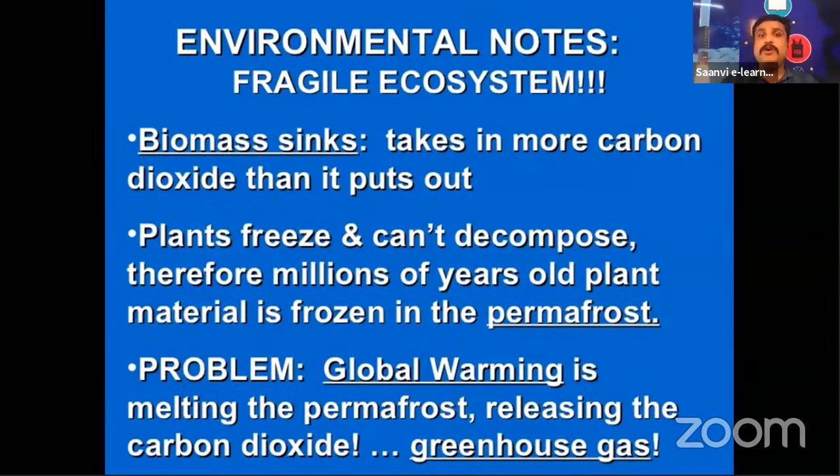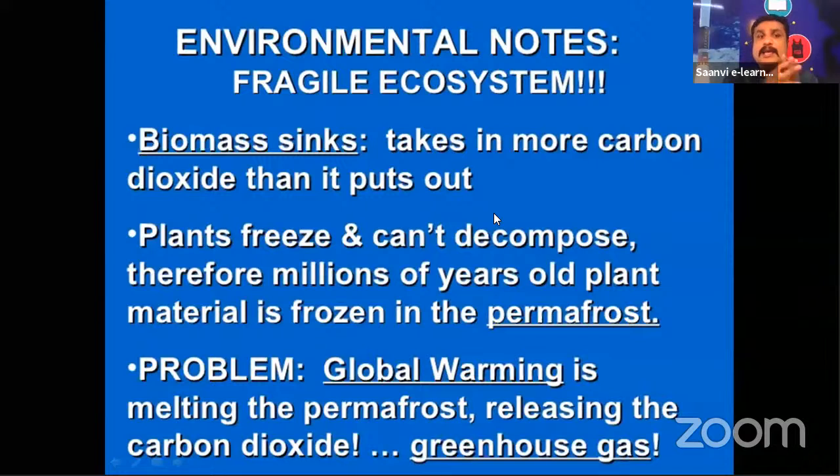And the same way, the environment, see here, biomass takes in more carbon dioxide than it puts out, and plants freeze and can't decompose. Therefore, millions of years old plant material is frozen in the permafrost. The term meaning I have told you. What is permafrost? Due to cold, almost all the surface, the upper soil is frozen in rock style or in the form of rock, that we call ice rocks. We can say that situation we call permafrost.